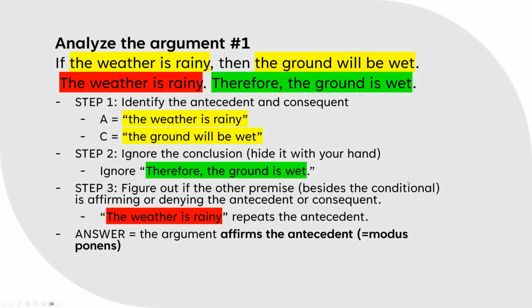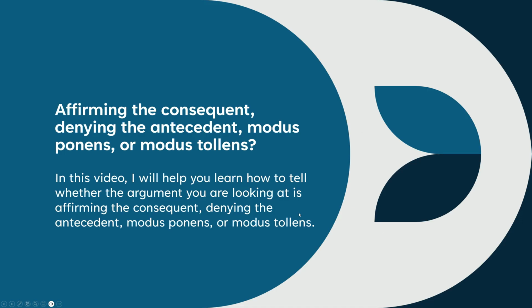Okay, so you can pause here and look through the analysis written out. But notice that second premise is simply repeating the antecedent. In this class, affirming just means repeating. And so we're going to say this argument affirms the antecedent. Now, in this class, we call affirming the antecedent modus ponens. Modus ponens is affirming the antecedent, the same thing. So the answer to this question is modus ponens.